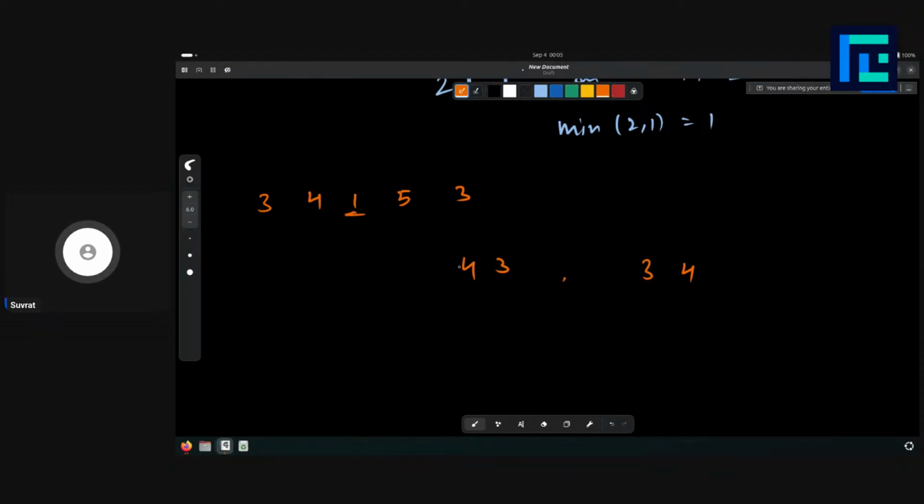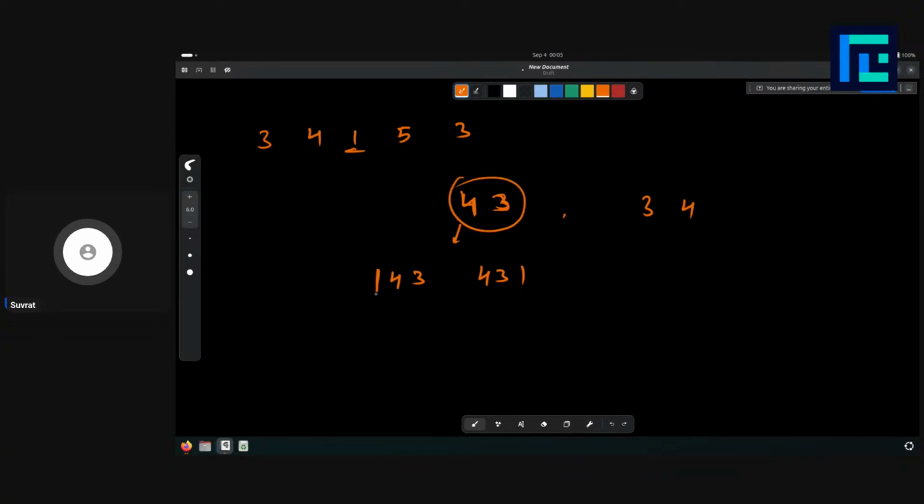Alice would like to place 1. There could be two cases, right? So Alice can either place 1 like this, or Alice can place 1 like this for this case. So which of them is beneficial for us? Because in this case the border elements are 1 and 3, and in this case the border elements are 1 and 4. So this is clearly worse than this, so this is better.